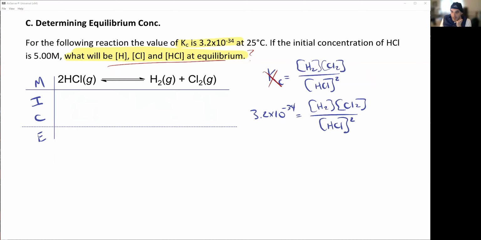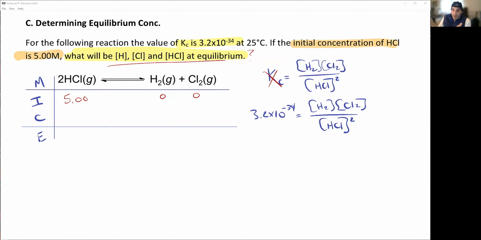Okay, so how do we proceed? Well, let's find out what we need. If the initial concentration of HCl is 5 molar, so I have the initial concentration of HCl is 5 molar. Was there any mention of H2 or Cl2? No, there wasn't. So we can assume we start with 0 of that. You can usually assume if you have all reactant, you have no product. So most of the time we have no product. So there we go.